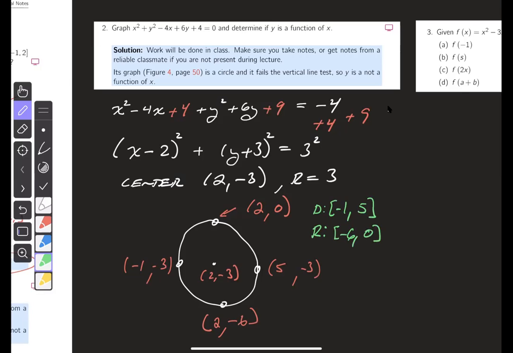Now, someone says, I don't think that was their question. And I'm not saying it was their question. What was their question? Graph it. We did it. We graphed it. We might have put more information down than we need, but we graphed it.